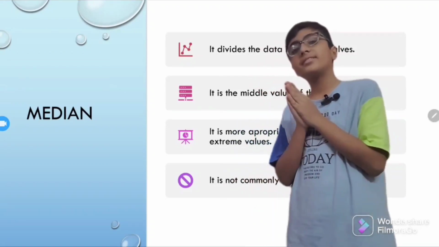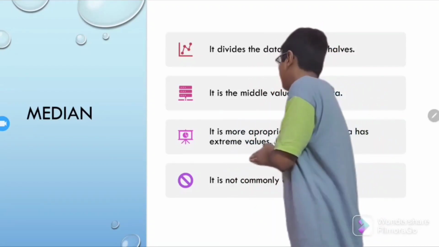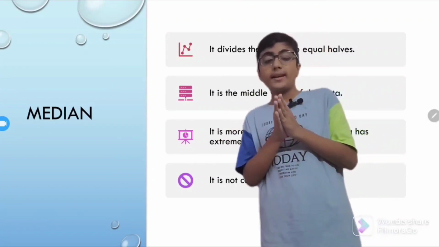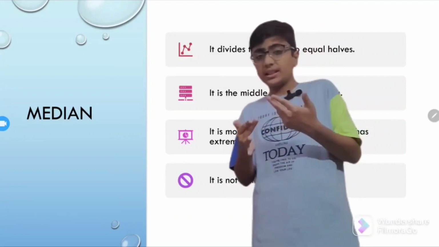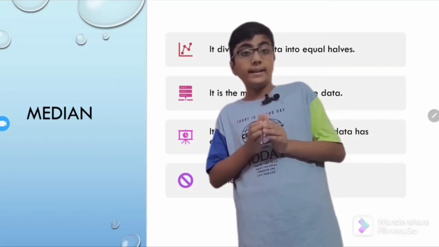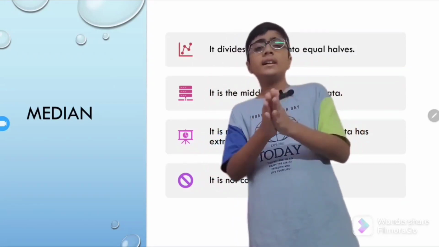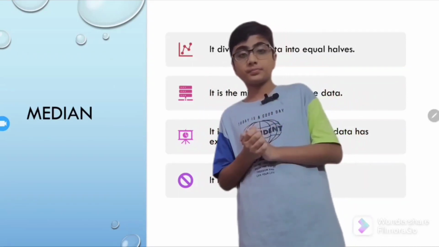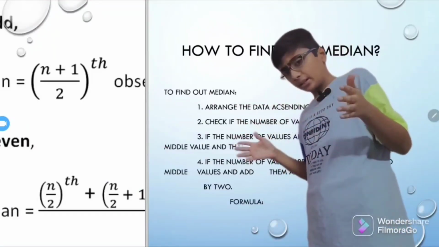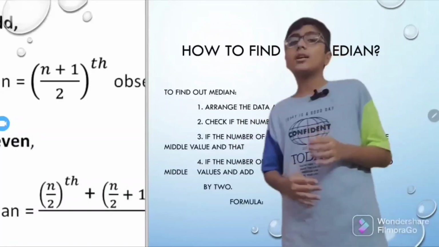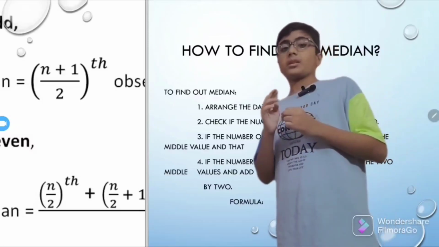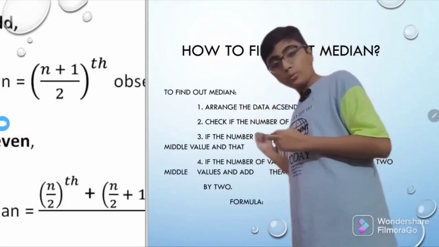Next, we have the second measure of central tendency, median, which is basically the middle value of the data, and it also divides the data into equal halves. How do we find the median? That question will be answered in 4 steps, by following the formula.